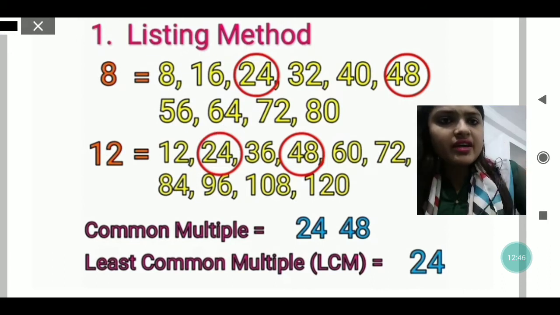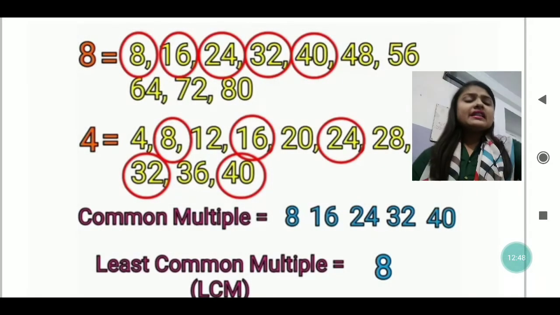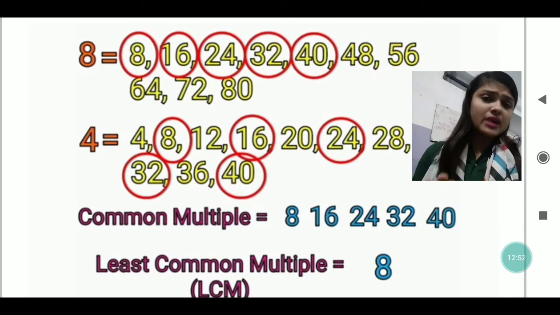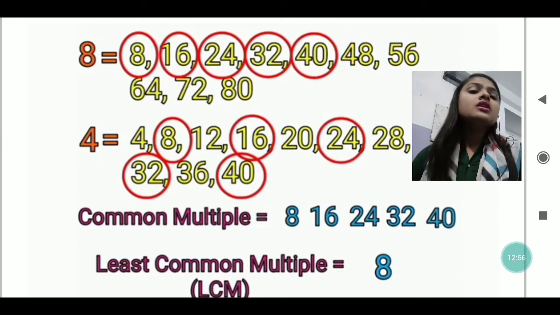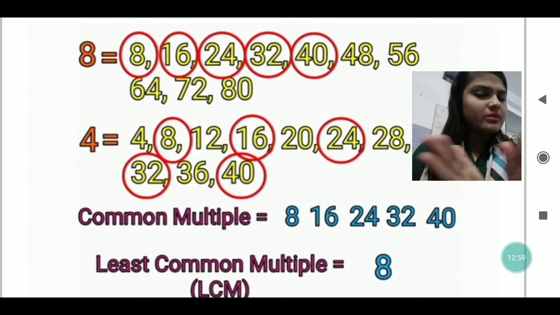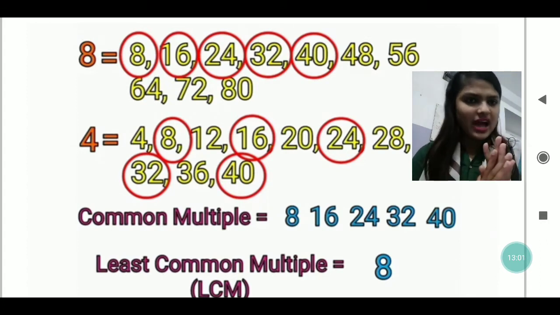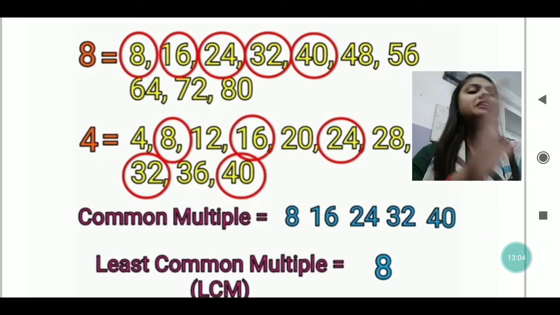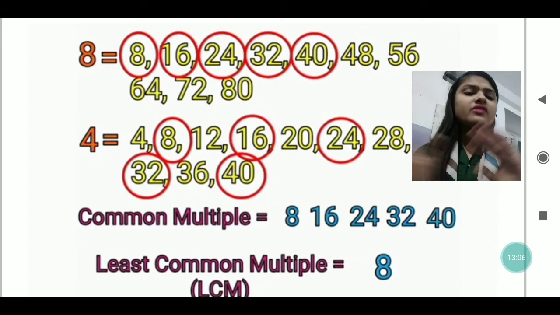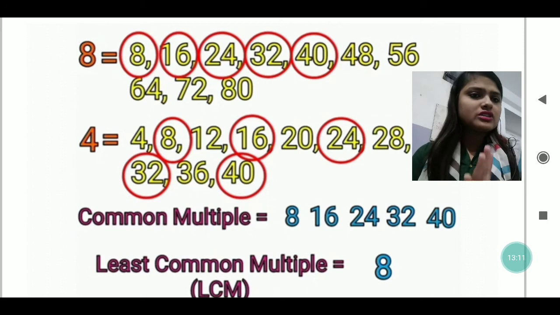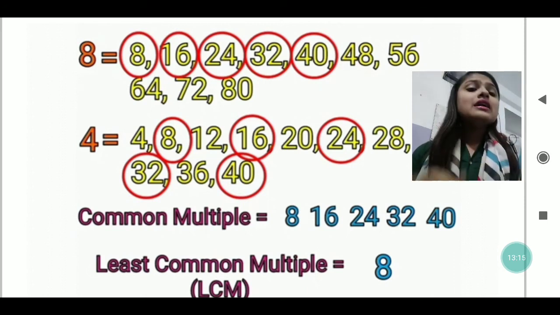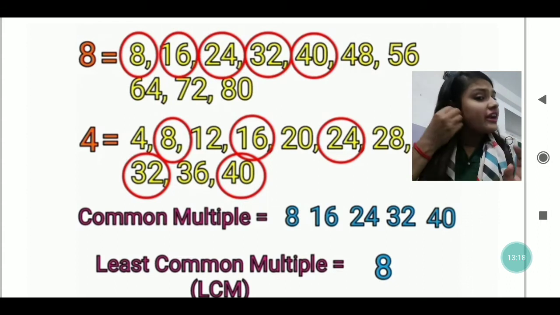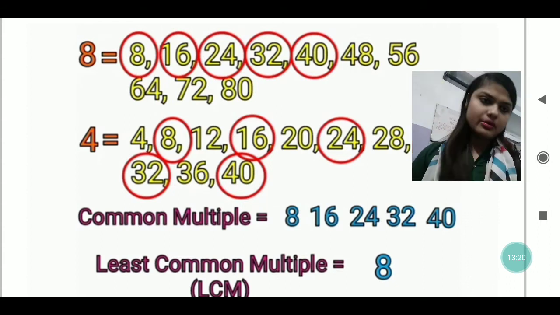In the same way, when we have to find the LCM of 8 and 4, write all the multiples of 8 and multiples of 4. I have written the multiples of 8 and 4 till 10. All the common ones I have selected: 8 is common, 16 is common, 24 is common, 32 is common, and 40 is common. The numbers which I have circled in red are the common ones. In that, as I already said, we can get so many common numbers.